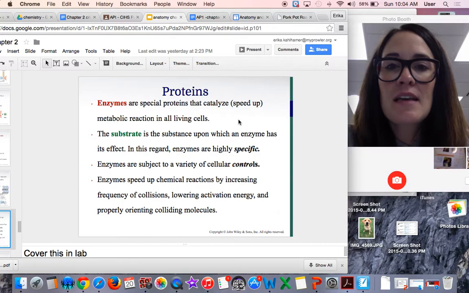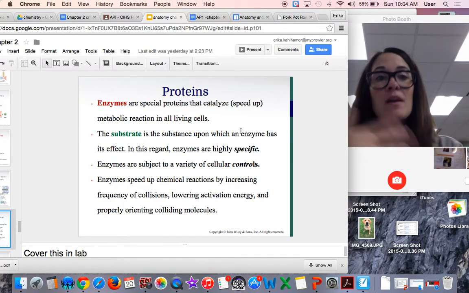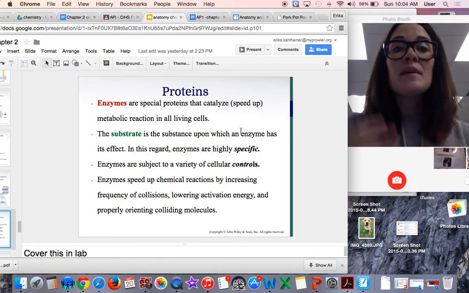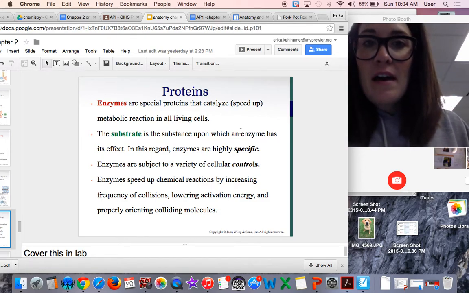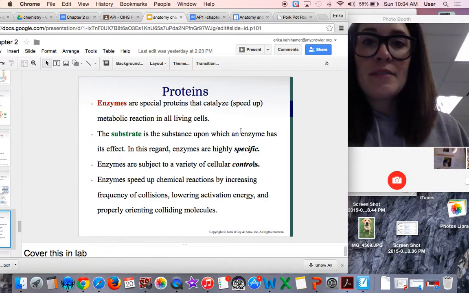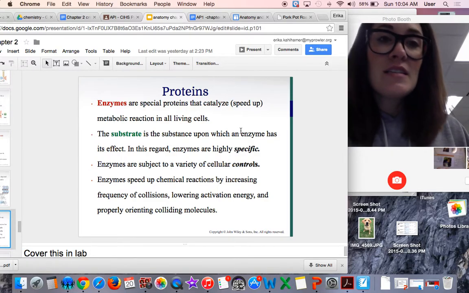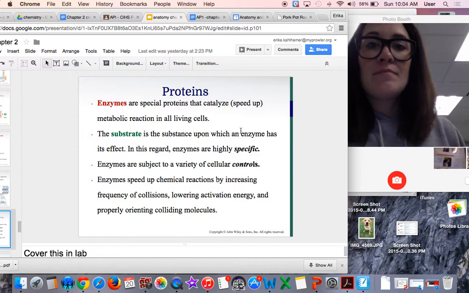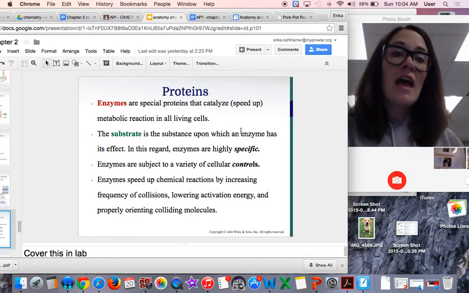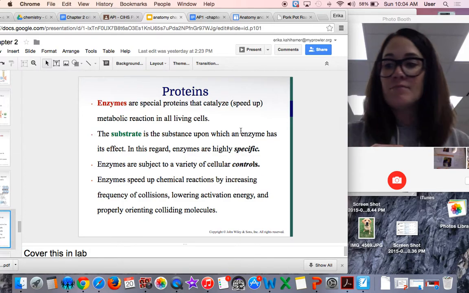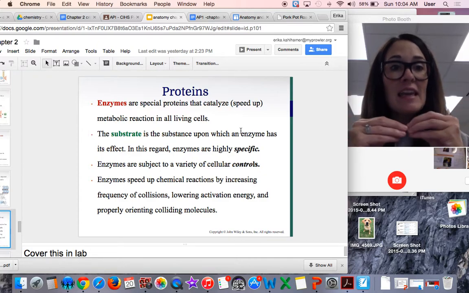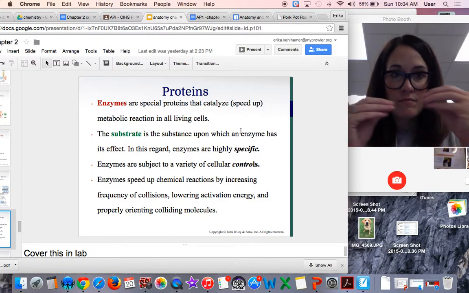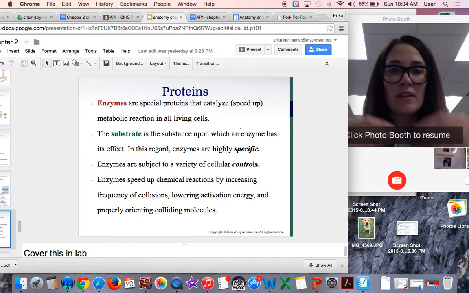So enzymes catalyze reactions, metabolic reactions in our body. They speed them up in all of your living cells. The substrate is the specific part upon which an enzyme has its effect. So enzymes are specifically made to find a specific substrate, like a lock and a key. They are specific to each other.